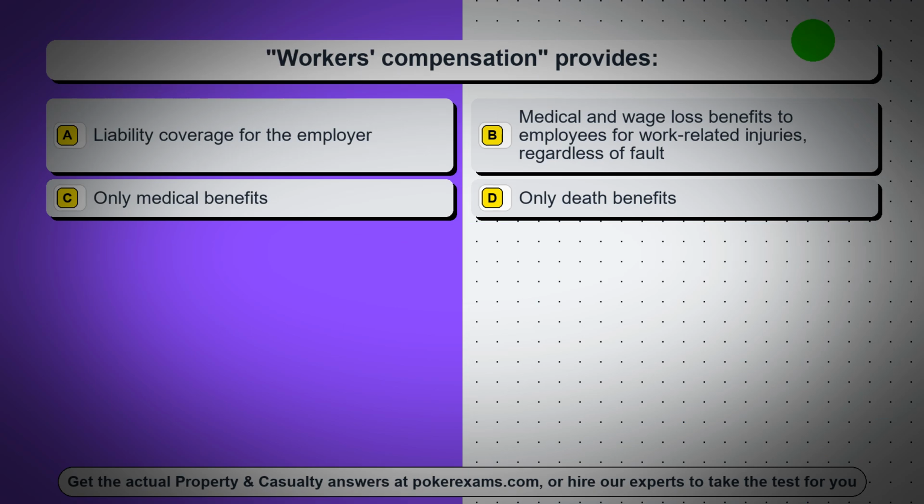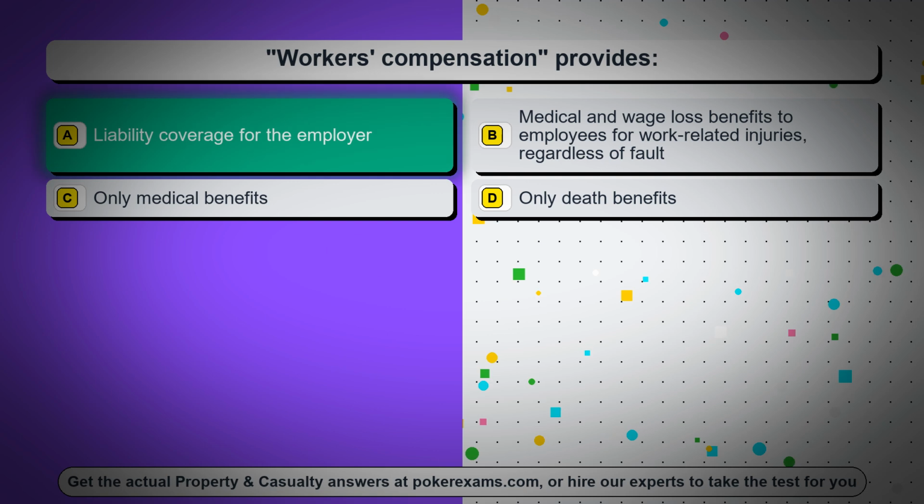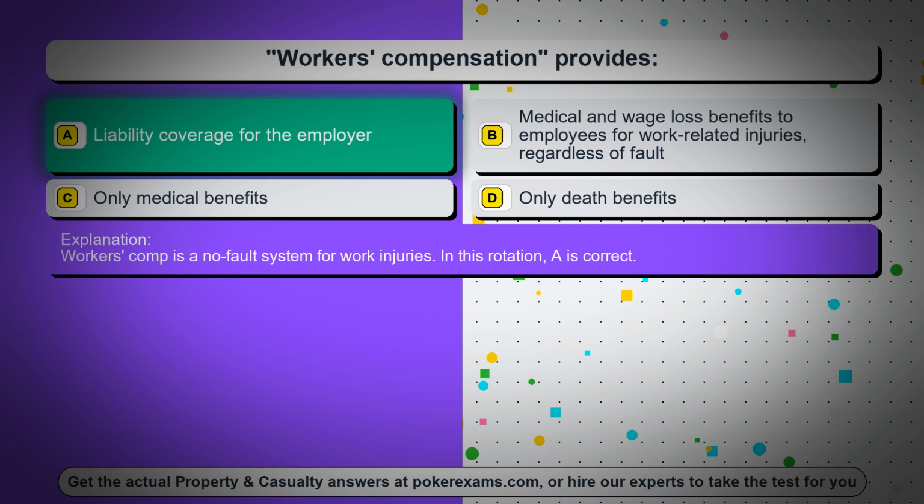Question 20. Workers' compensation provides: Option A, liability coverage for the employer. Option B, medical and wage loss benefits to employees for work-related injuries, regardless of fault. Option C, only medical benefits. Option D, only death benefits. The correct answer is option A, liability coverage for the employer. Workers' comp is a no-fault system for work injuries. In this rotation, A is correct.